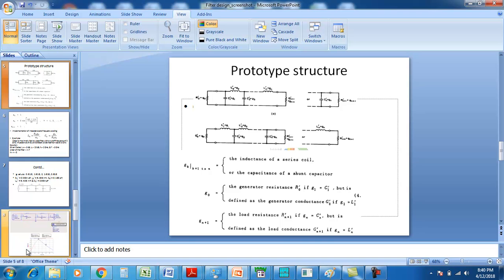Here we are having two types of structures. One is capacitor, inductor, capacitor, inductor. Another one is inductor, capacitor, inductor, capacitor. These two circuits are used to realize a low pass filter. These two circuits give the same response because this is a dual structure. Here Gk is the inductor in a series element or a capacitor in the shunt element.